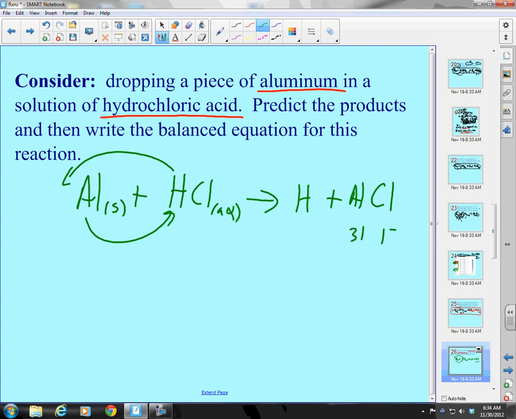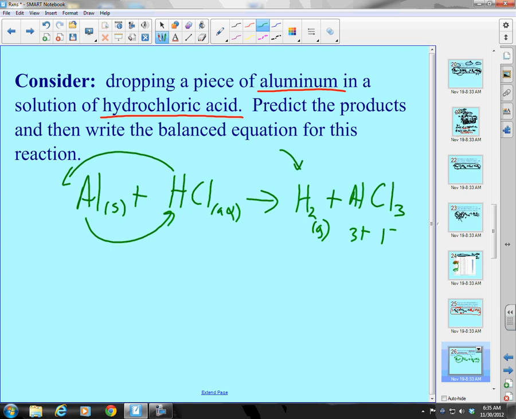Well, Cl is a -1. Aluminum is a +3, so I need 3 of those. Oh, but H can't stand alone, right? It must be diatomic. We know that's a gas. Good. So that means when I have this single replacement reaction where I'm replacing hydrogen, I'm going to form hydrogen gas. Now we need to balance this.